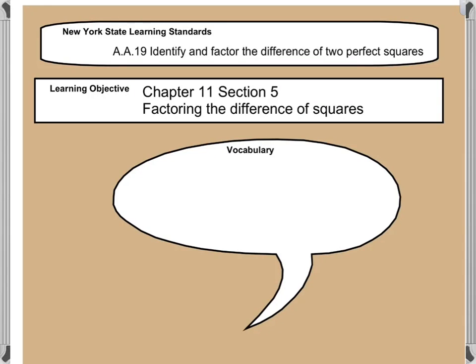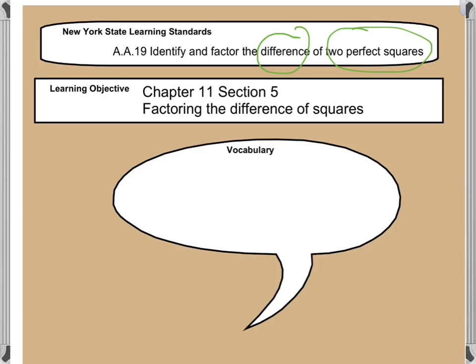Okay, today we're going to go over how we factor the difference of squares. This is chapter 11, section 5 in the AMSCO textbook that we have been using online. This covers AA19, identify and factor the difference of two perfect squares. So let's look at what this says here: the difference, meaning subtraction, of two perfect squares.